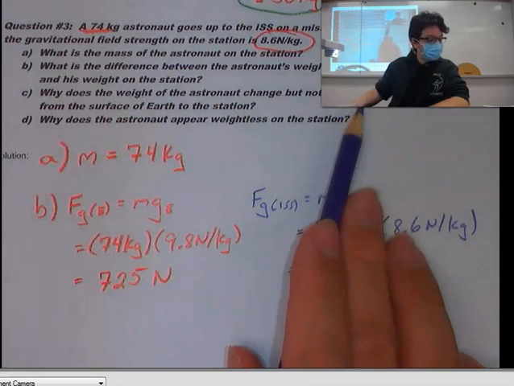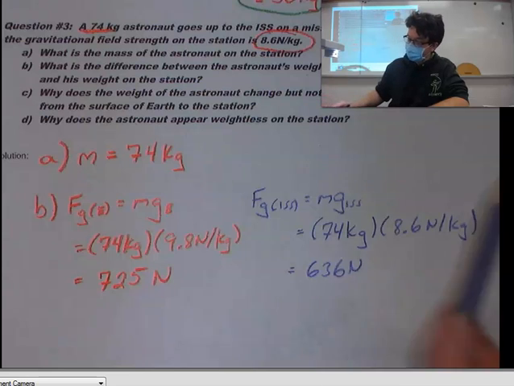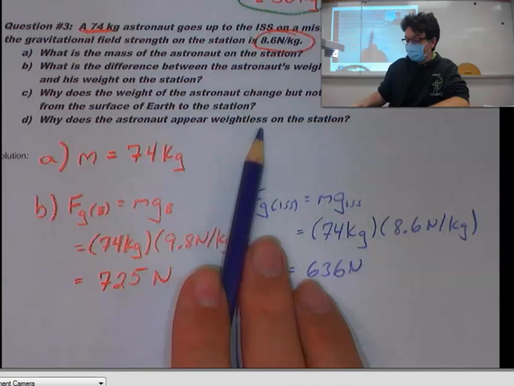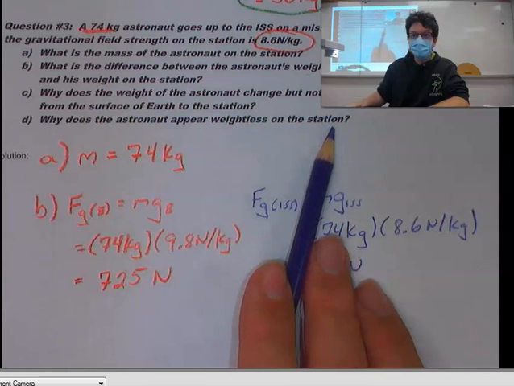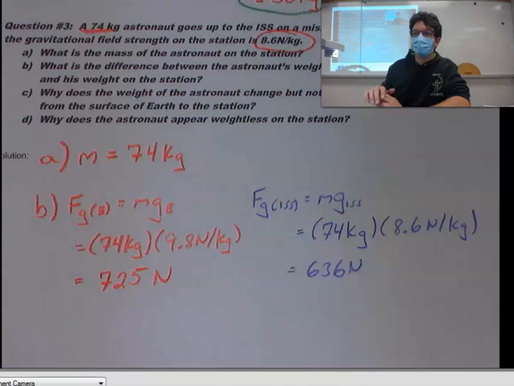But your mass, remember, is the amount of stuff you have. And that's not going to change. And then, again, we've talked about this, but why does the astronaut appear weightless on the station? It's because they're falling. They're falling, the space station is falling, and their scale is falling. Okay? But they never crash into the Earth because their high horizontal velocity, right, has them go around the Earth. So the Earth actually curves away from them.